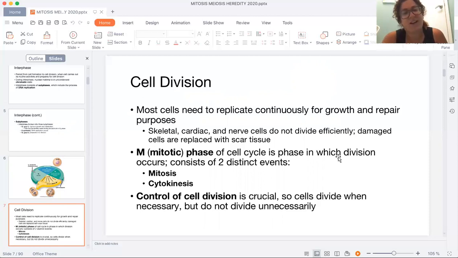As far as what controls cell division, those little proteins and checkpoints are really important, because if that control is not there, then we might have division of cells that go like crazy, and that is also cancer. Cancer is normally that we have an overgrowth of cells that we don't want that have mutations.